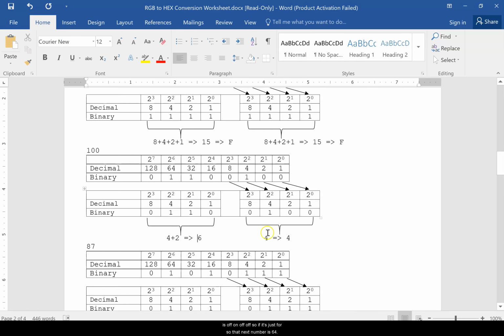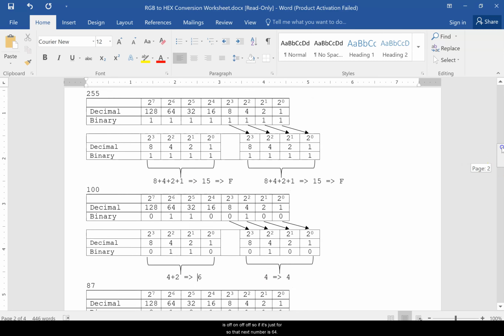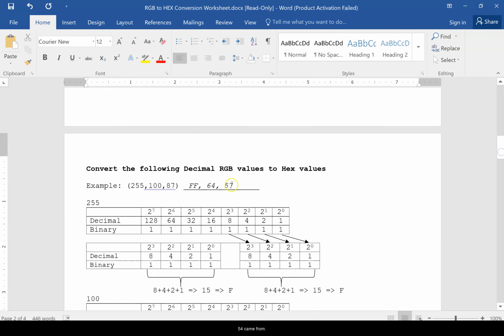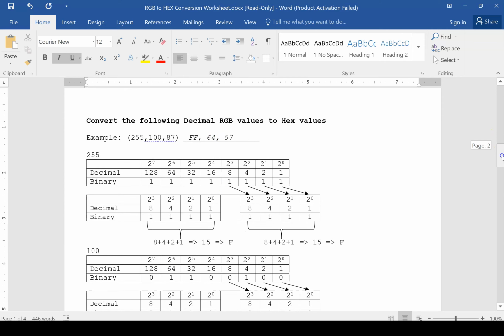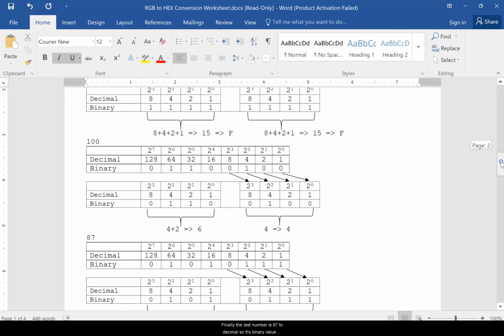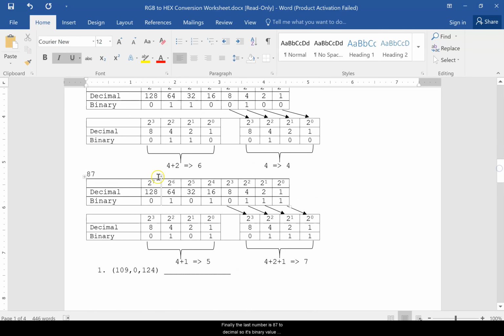So if it's just 4, then that next number is 64. Okay, that's where the 64 came from. And finally, the last number is 87, the decimal. So its binary value is 0, 1, 0, 1, 0, 1, 1, 1. And so I pulled all these over here. Again, 1, 2, 4, 8, 1, 2, 4, 8.